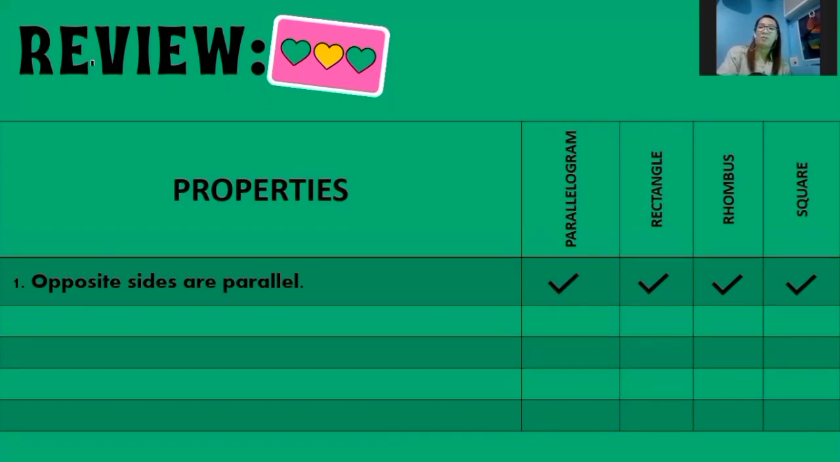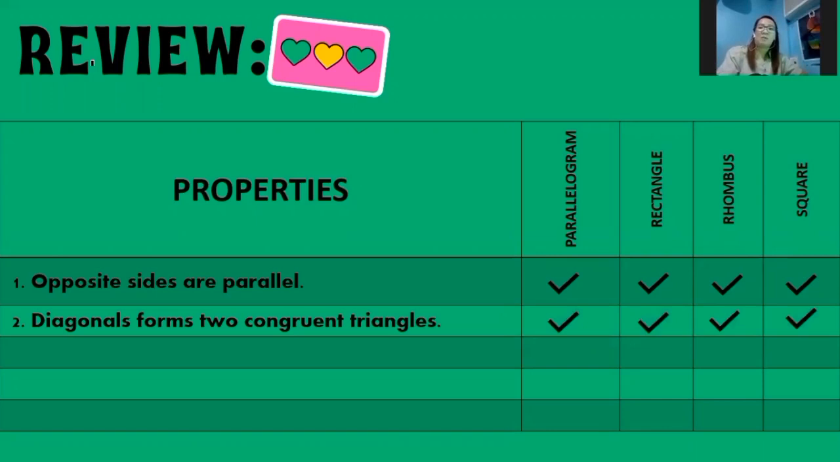Parallelogram, rectangle, rhombus, and square have opposite sides that are parallel. Next, we have here diagonals form two congruent triangles. And as you all know, this also applies to all of the mentioned quadrilaterals. Number 3, a diagonal bisects a pair of opposite angles. This applies only for rhombus and square.